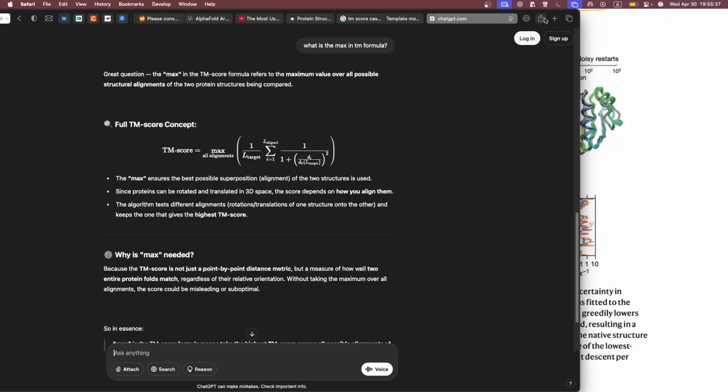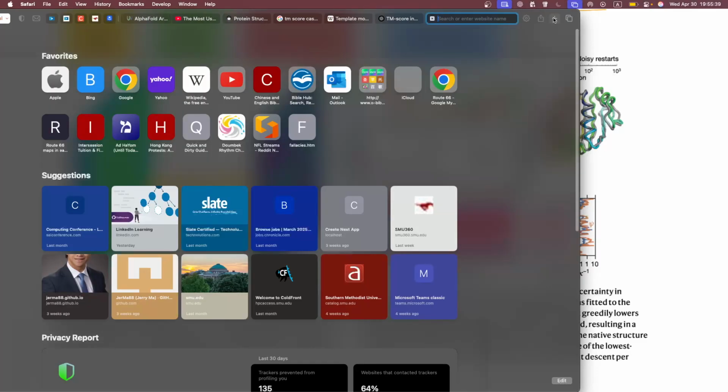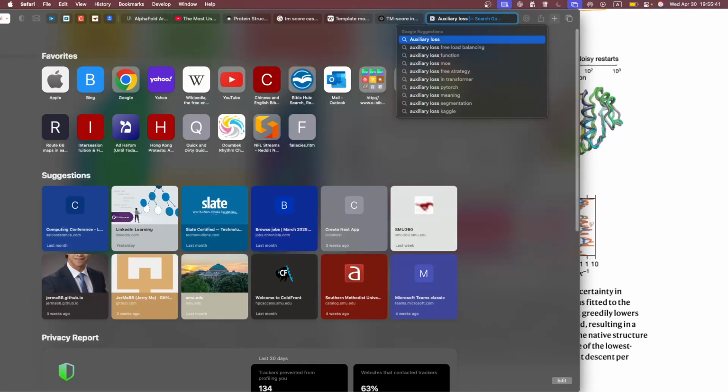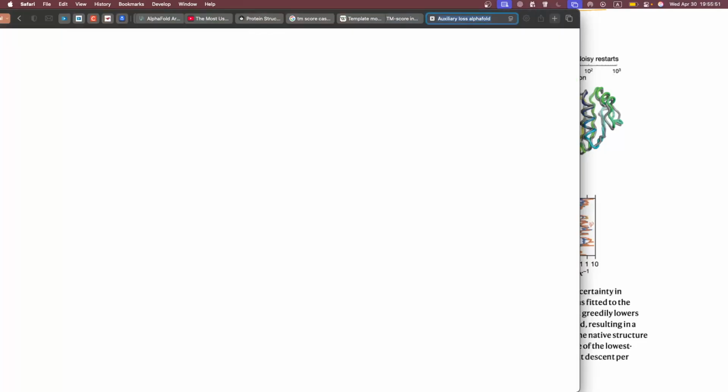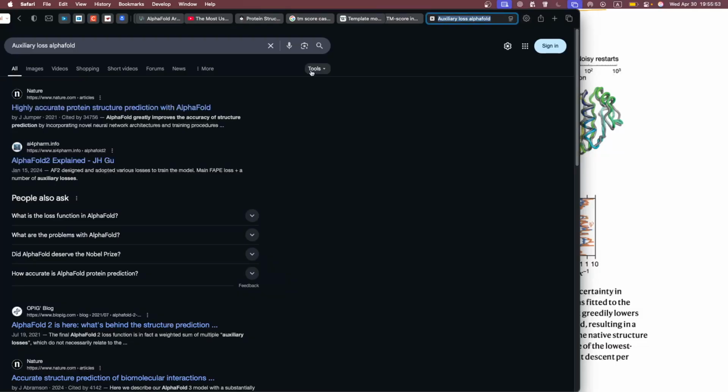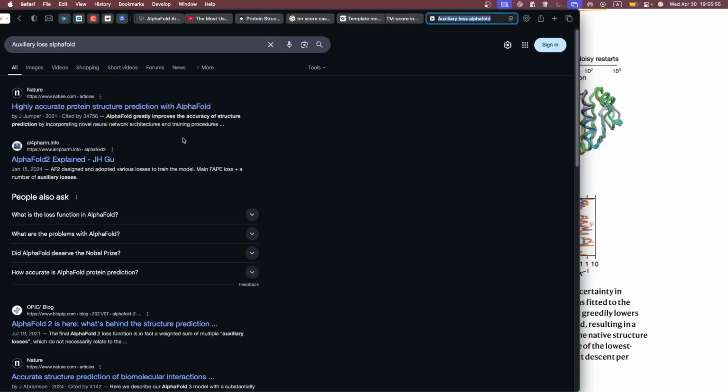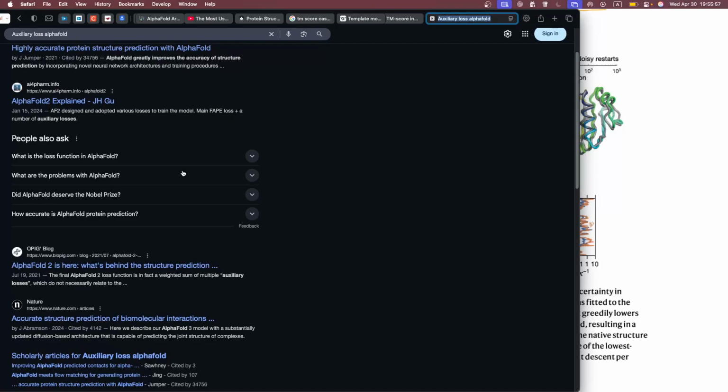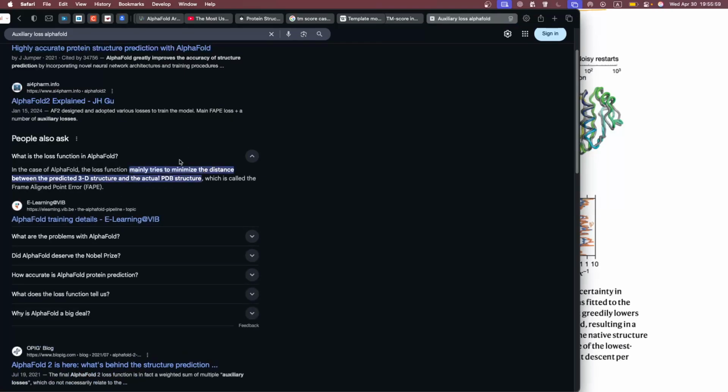Yeah, it does mention auxiliary loss, metric. Let's search for gradient descent, the last gradient descent. Well, it looks like that's how you would normally simulate a molecule, but just not following the directions of the residue. Or is this the potential? Oh, the frame align point error.